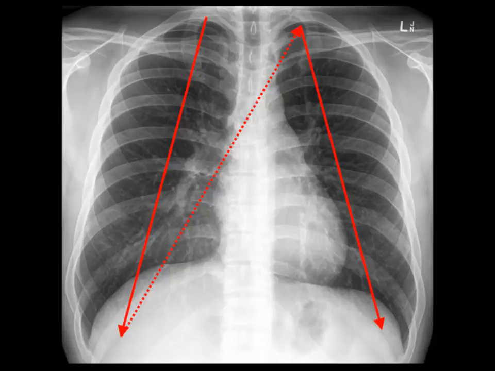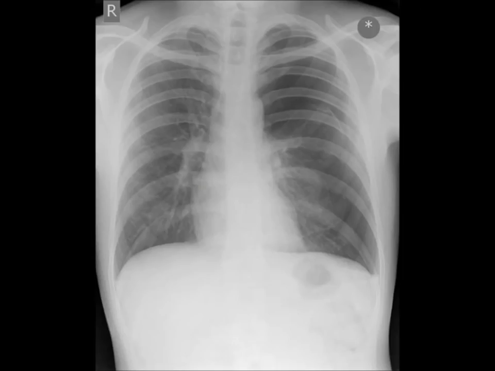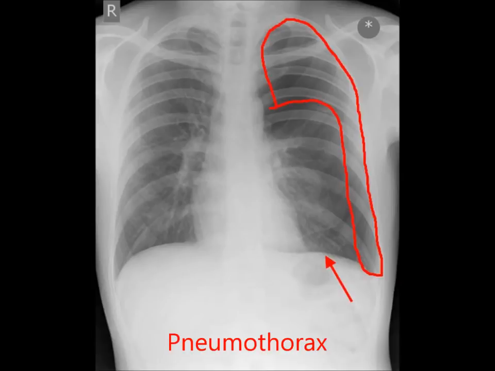Firstly, see if there are any areas where normal lung markings are absent, as this may indicate collapse or pneumothorax. Can you see where the lung markings are absent in this one? This patient has a left-sided pneumothorax. I've outlined the area where the lung markings are absent. Also notice that the left hemidiaphragm is flattened compared to the right.